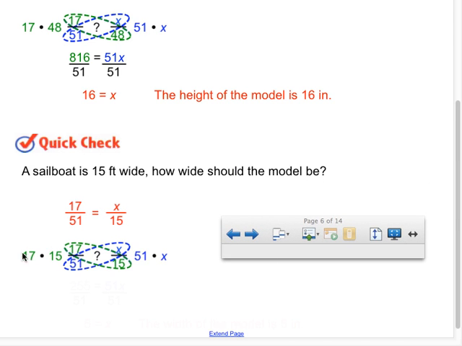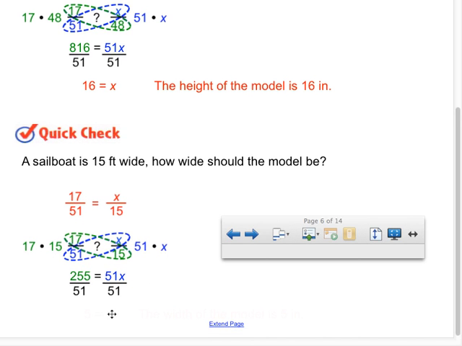Boom, boom, multiplied these two. You might have another method that you could do it mentally. Okay, so when I take the cross product, this is 17 times 15 is 255, and then 51 times x is 51x. And then again, I have to isolate my variable, divide both sides by 51, and the width is x equals 5 meters.